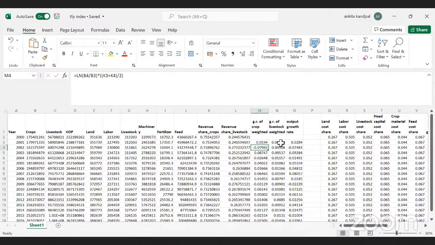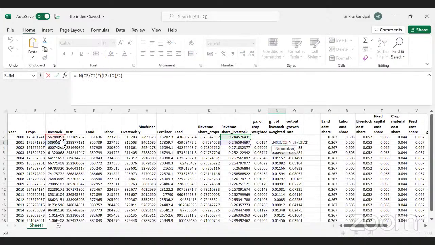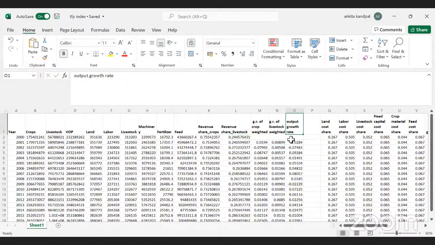Similarly, for livestock, the log of the change over 2 years was taken. Then similarly, it is multiplied by the revenue share of livestock, the average of 2 years. For calculating the output growth rate, it is just the sum of these two growth rates of crops and livestock.